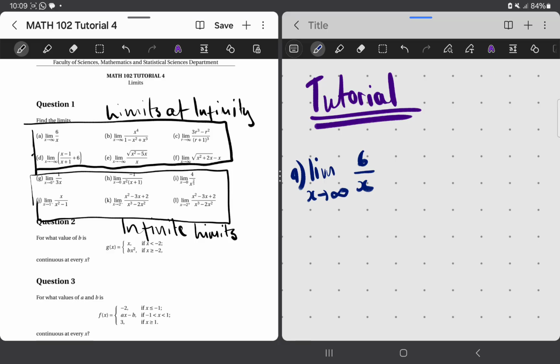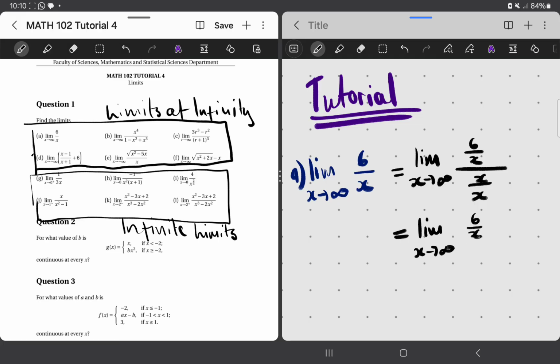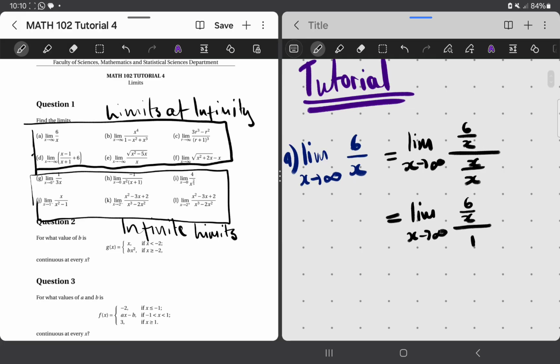So here, what is the highest power? What is the degree in the denominator? What's the highest power of x I have? It's x to the 1, this x. So I'm going to divide everything in the denominator and in the numerator by that x to the power of 1, okay? Because it's the highest. So the limit as x goes to infinity of the top now becomes 6 over x, divided by the bottom, which becomes x over x, which now becomes the limit as x goes to infinity of 6 over x divided by x over x, which is just 1.